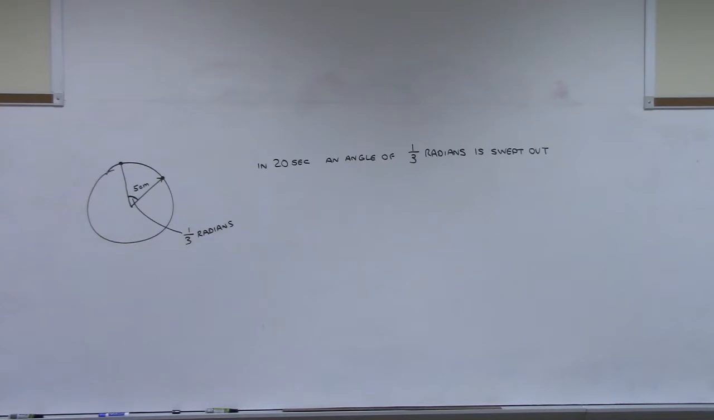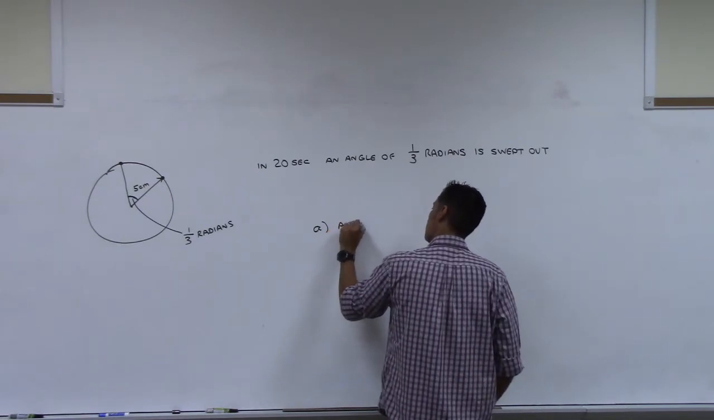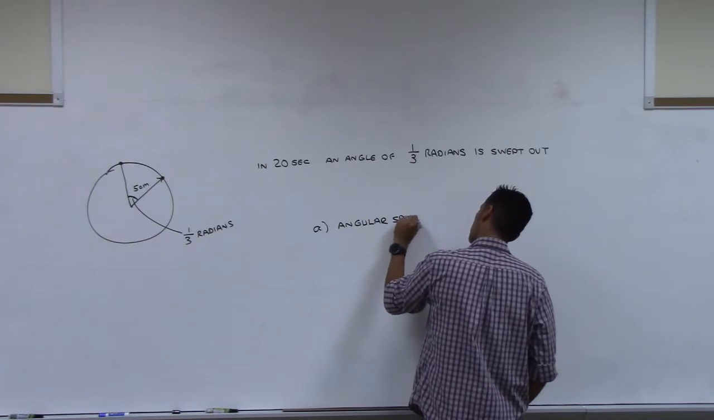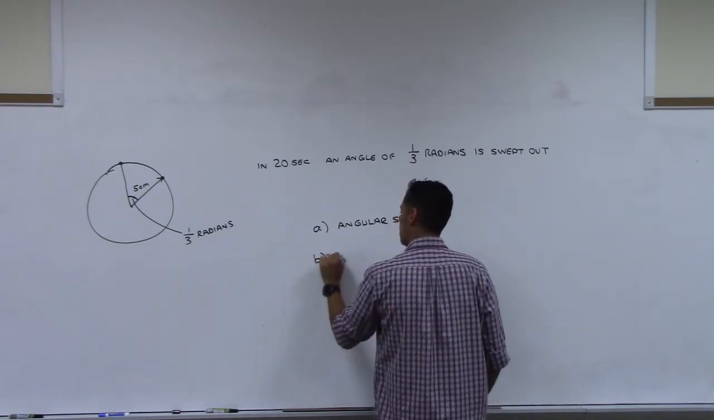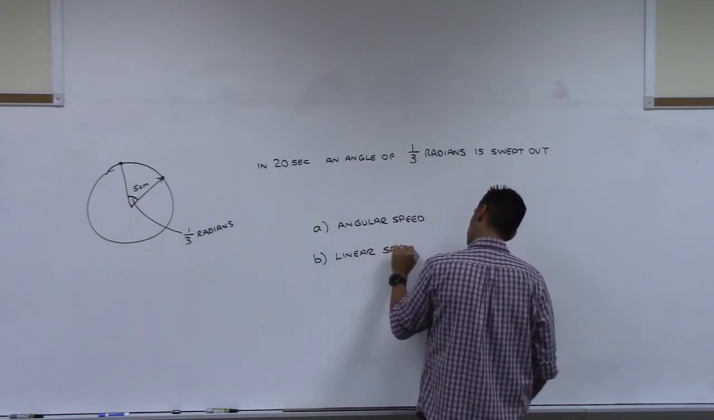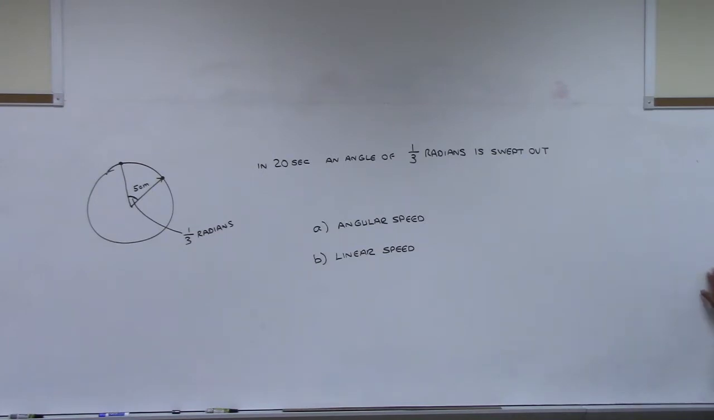Okay, so let's get to the question. What is the angular speed of the object? What is the linear speed of the object? Okay, so question, first part, angular speed. Part B is the linear speed. So what is the angular speed of this object? What is the definition of angular speed?